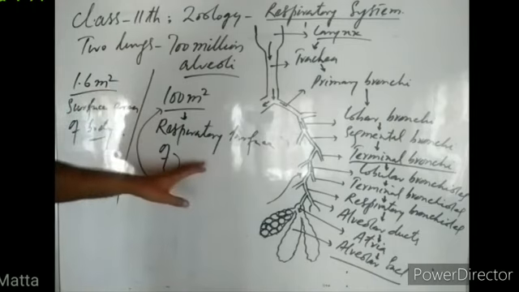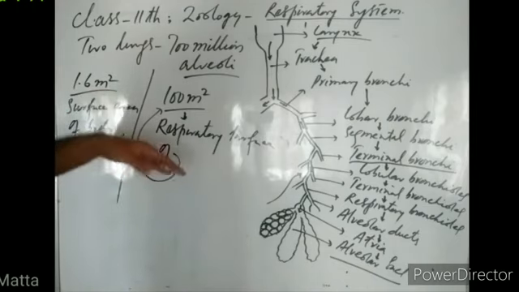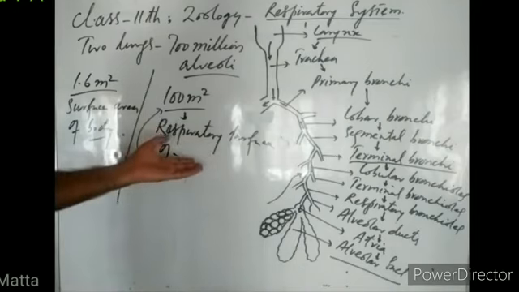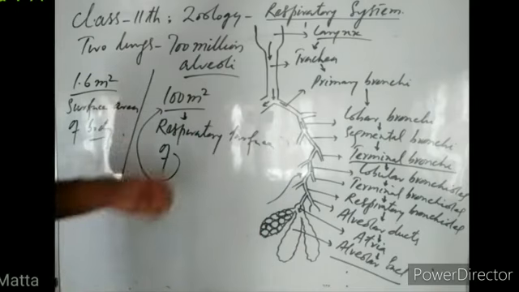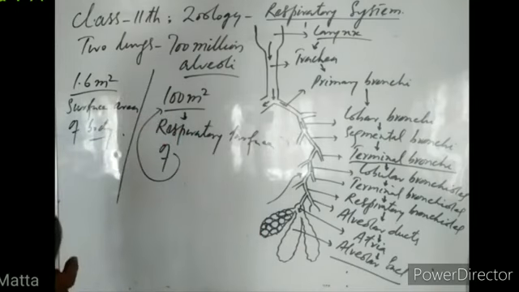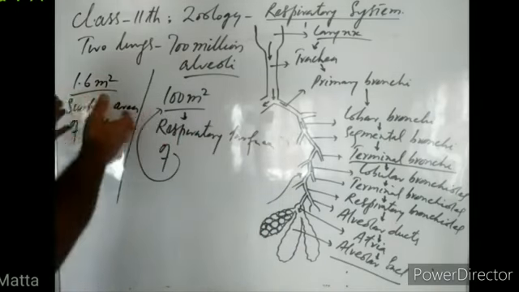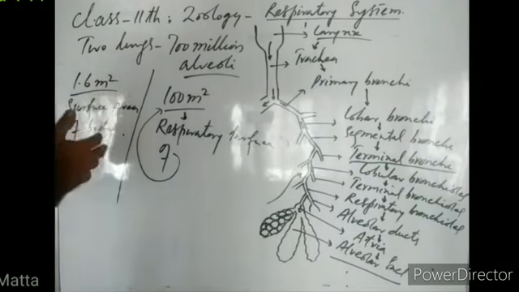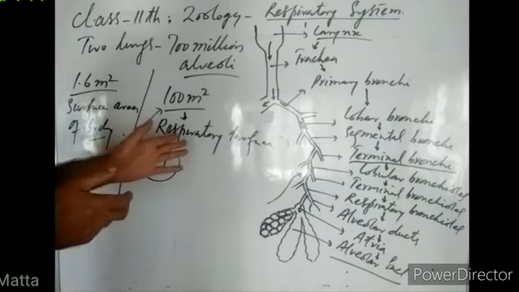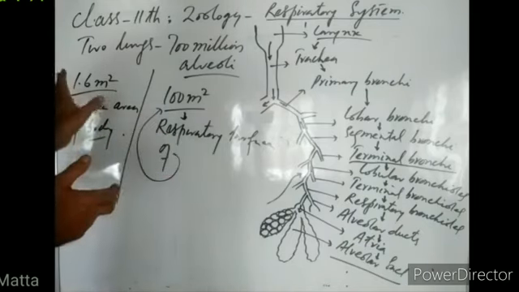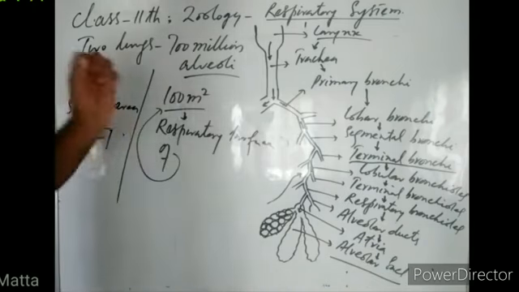Now we respire through the lungs. Lungs provide us a greater surface for exchange of gases. So the total surface area of lung alveoli amounts to 100 square meters. This is much higher than the respiratory area that would have been provided by skin, right? So this is why lungs have replaced skin efficiently as a respiratory organ, right?